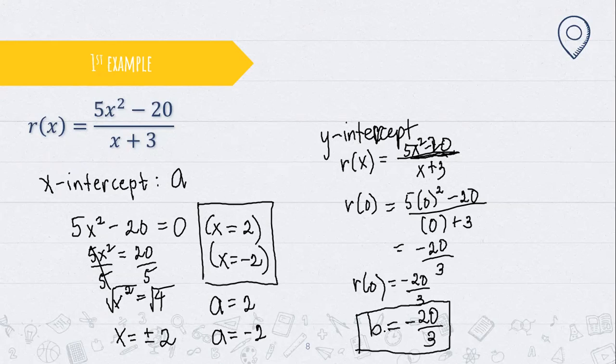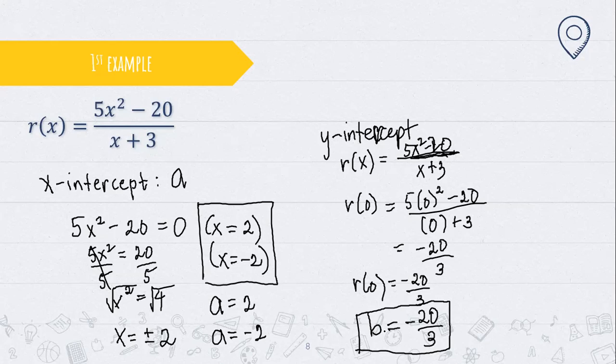So sa y-intercept naman class, all we have to do is to substitute all the x's or all the variables of x with 0. Okay? So yun siya. May question po sa y-intercept? Wala na po. Okay, class.